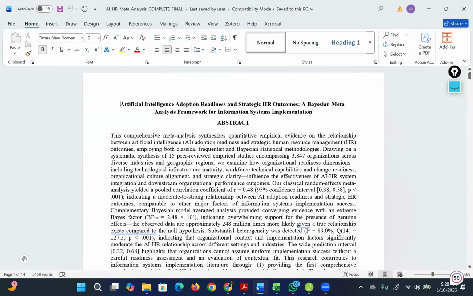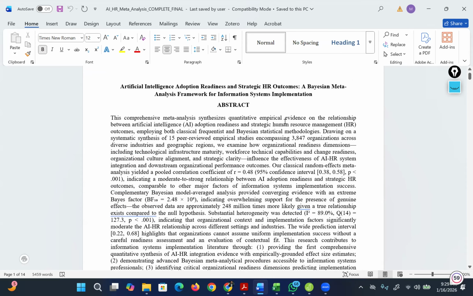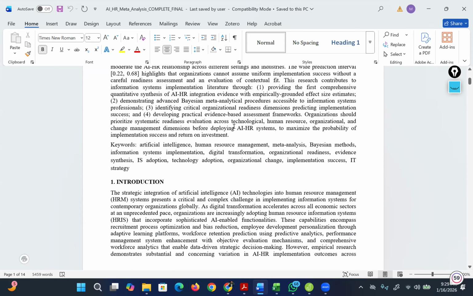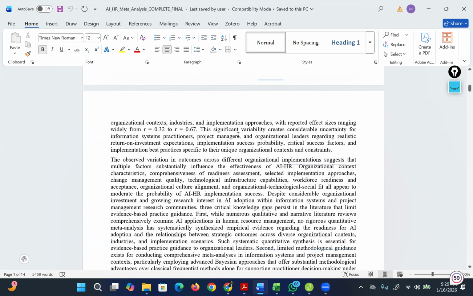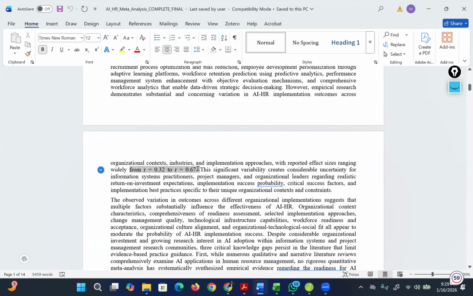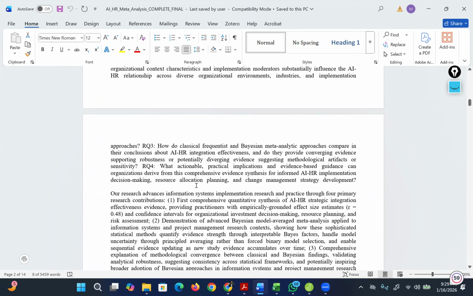and all those things. So this study, if you look at the study, is talking about artificial intelligence adaptation readiness and strategic AHR outcomes, a Bayesian meta-analysis framework for information system implementation. So I'm just sharing how a meta-analysis Q1 standard research paper you should write. So you start with the abstract and keywords, then introduction. In the introduction, we jump into the results. You see the results are given here, since it's a correlation that we're talking about, readiness and the association of AI application, then research objective and research question.